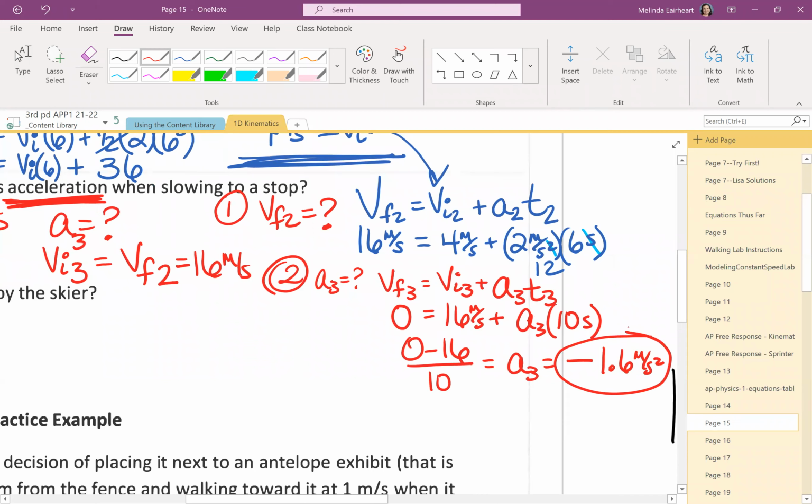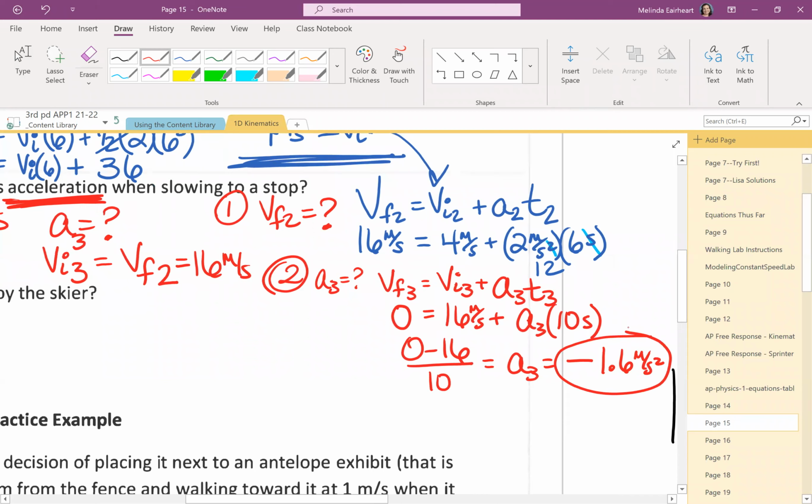Now I'm going to circle that number, but technically, couldn't you also give the magnitude, the absolute value of that, as your answer? Yeah, but here's why I'm keeping it. We're about to use it to find something else in the next part. If you plug in a positive number into the next part, you're going to get a wrong answer. So yeah, they asked for magnitude, but in real life, it is a negative acceleration, and sign matters, okay? Direction matters.